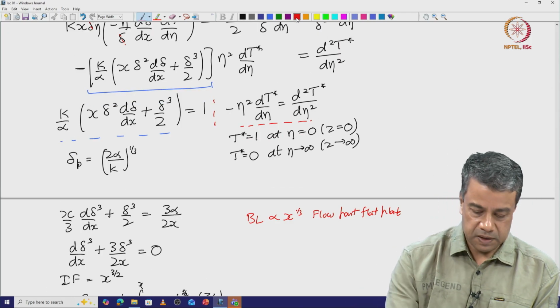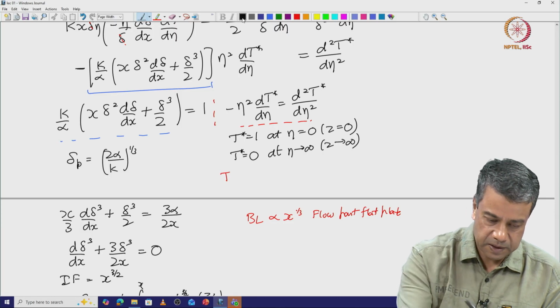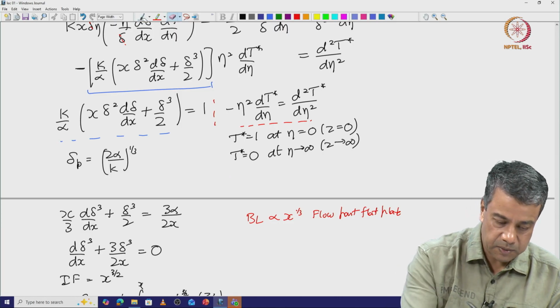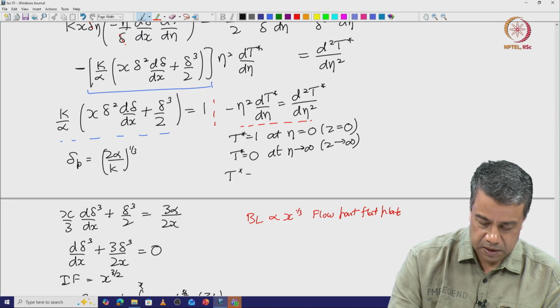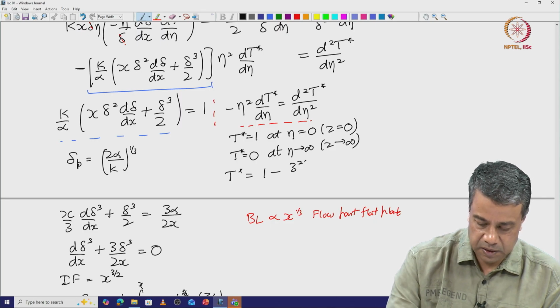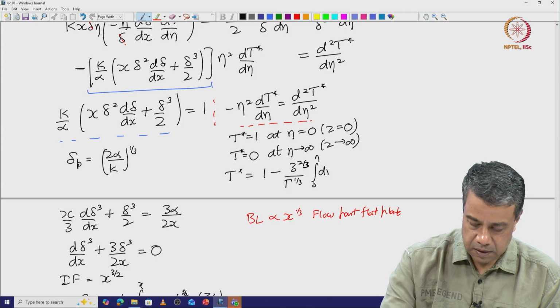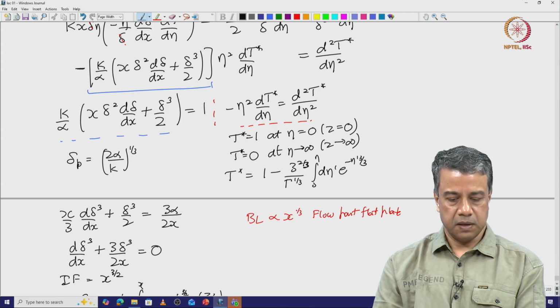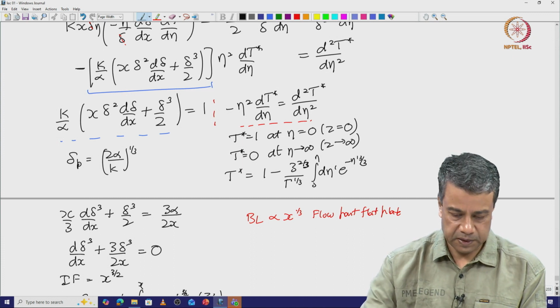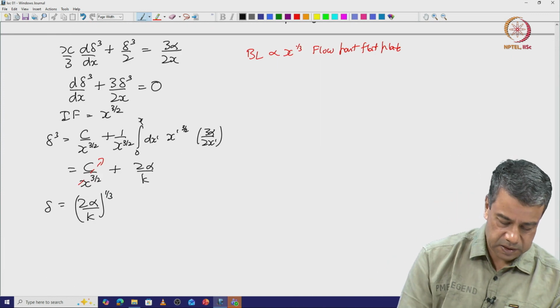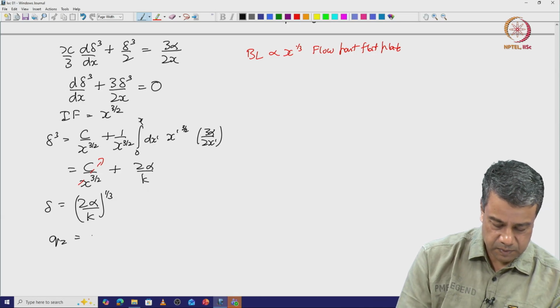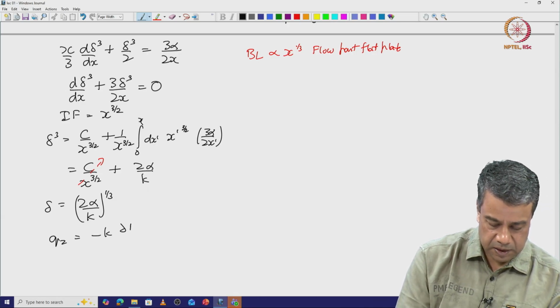T in terms of eta has the same solution as we had for the flow past a flat plate, because the equations are the same and the boundary conditions are the same. T star is equal to 1 minus 3 power 2 by 3 by gamma of 1/3 integral 0 to eta d eta prime e power minus eta prime cubed by 3. That is T star. The heat flux Qz is equal to minus k partial T by partial z at z equal to 0.